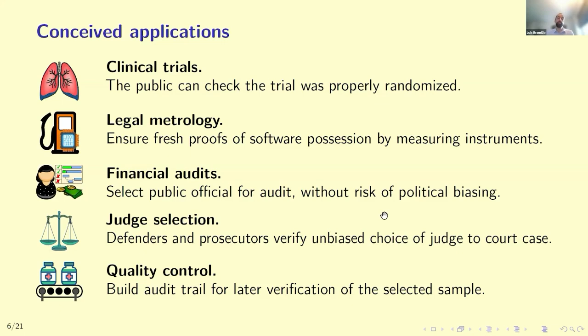In other cases where, for example, you want to select a public official for an audit or a judge to judge a particular court case, it is useful to have a procedure whereby you can show, look, this person was selected without any bias, and you can enable the public to verify that. And you can also use this for selecting samples for quality control, for example.